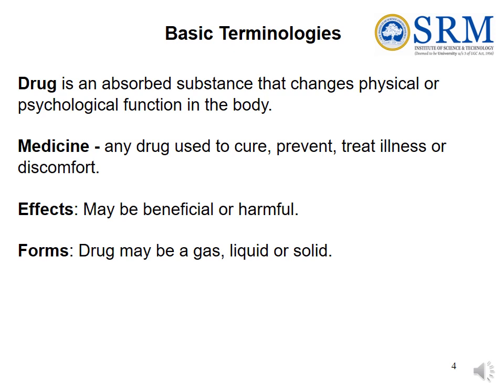We will be discussing some basic terminologies, like drug. A drug is an absorbed substance that changes physical or physiological function in the body. Medicine is any drug used to cure, prevent, or treat illness or discomfort. Depending on the dose, the effects can be beneficial or harmful. There are several forms of drugs, in the form of gas, liquid, or solid. And there are various terminologies like side effects and overdoses, depending on the type of drug being used.